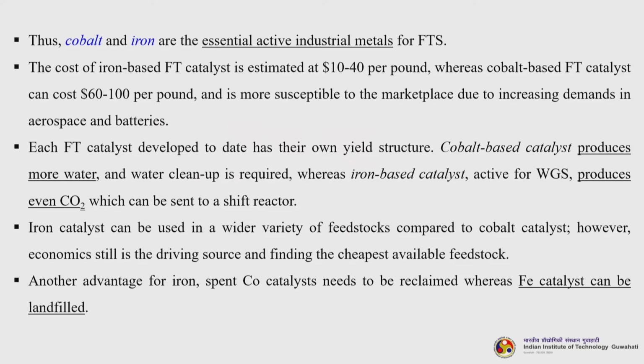The cost of iron based FT catalyst is estimated to be $10 to $40 per pound, whereas cobalt based FT catalyst can cost about $60 to $100 per pound and is more susceptible to the marketplace due to increasing demands in the aerospace and batteries. Each FT catalyst developed to date has its own yield structure. Cobalt based catalyst produces more water and water cleanup is required, whereas iron based catalyst active for the WGS produces even carbon dioxide, which can be sent to a shift. So, WGS is the water gas shift reaction.